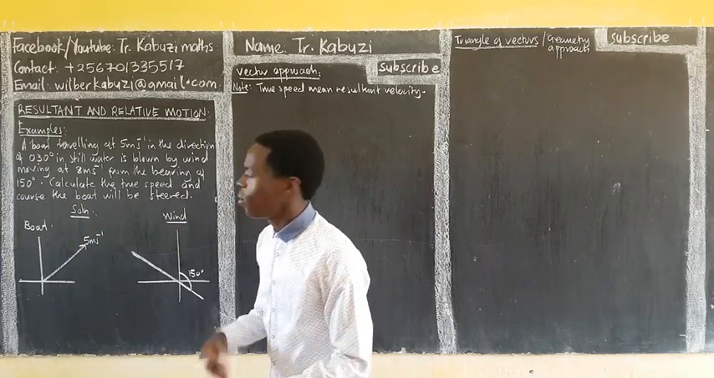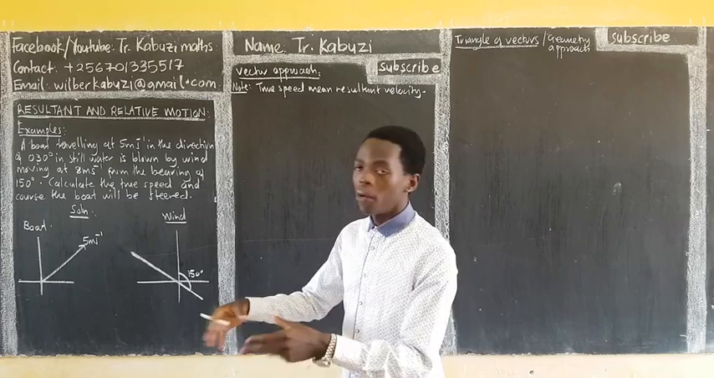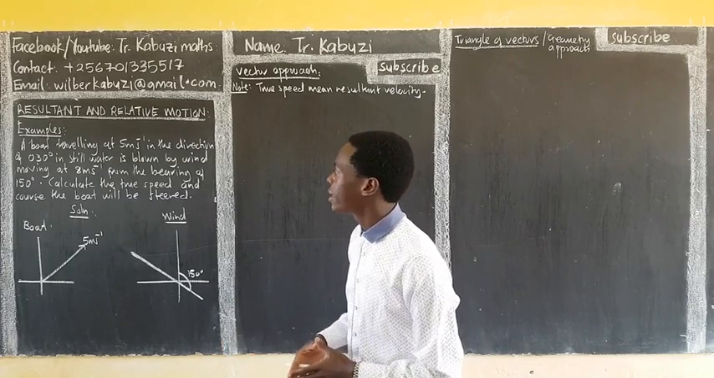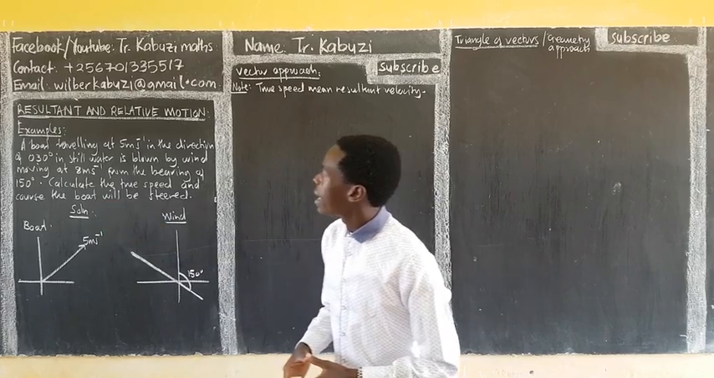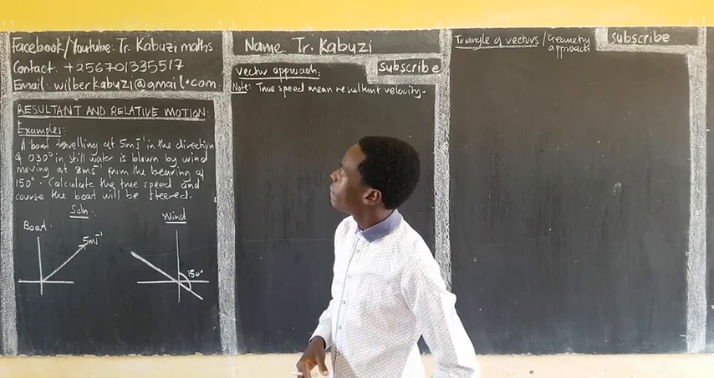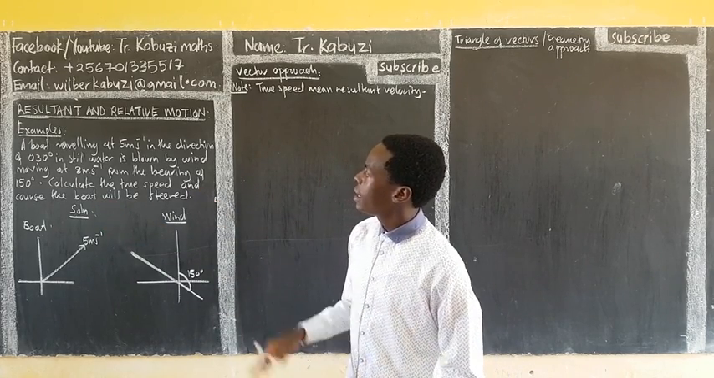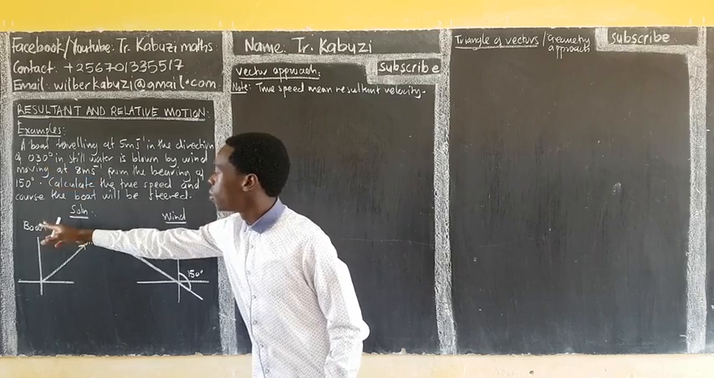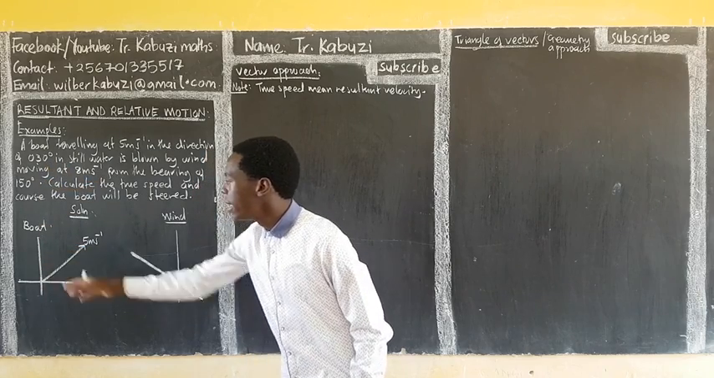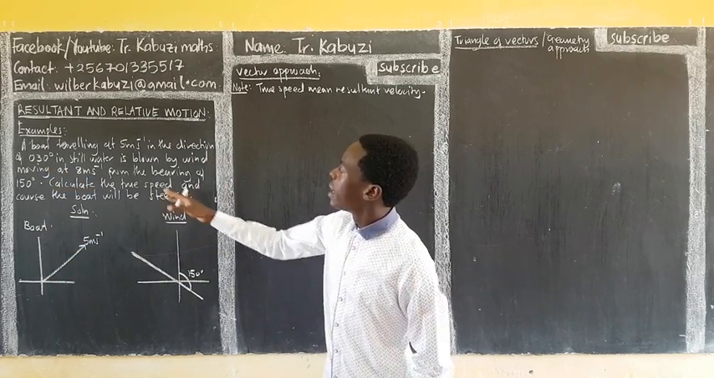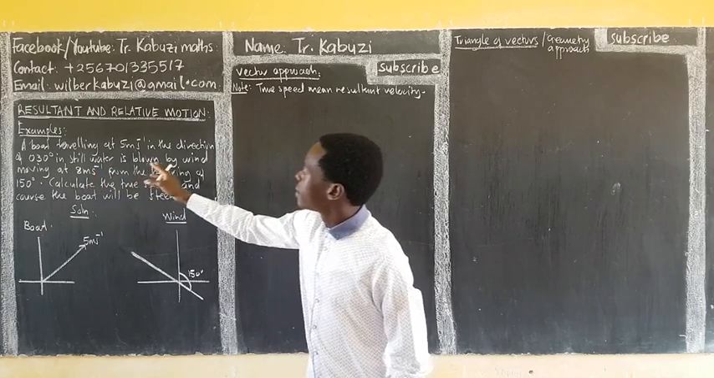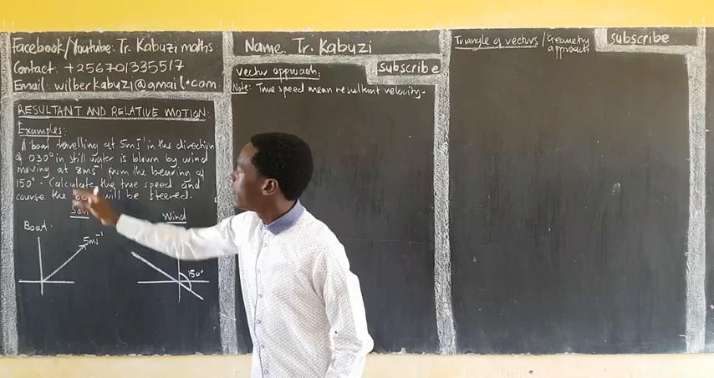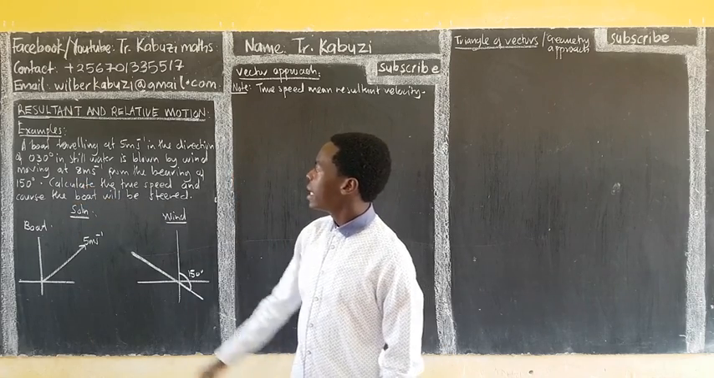Okay, now let us see when we bring in the idea of the wind blowing when something is going somewhere. A boat traveling at a speed of 5 meters per second in the direction of 30 degrees, meaning you come from the north line, then you get your 30 degrees, in still water is blown by wind moving at 8 meters per second from.